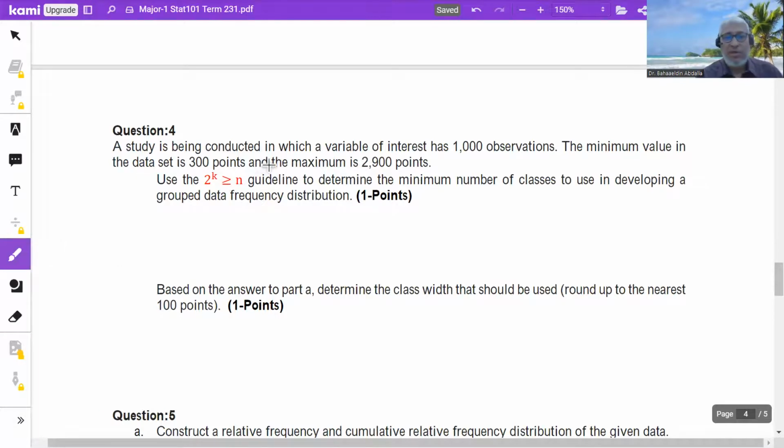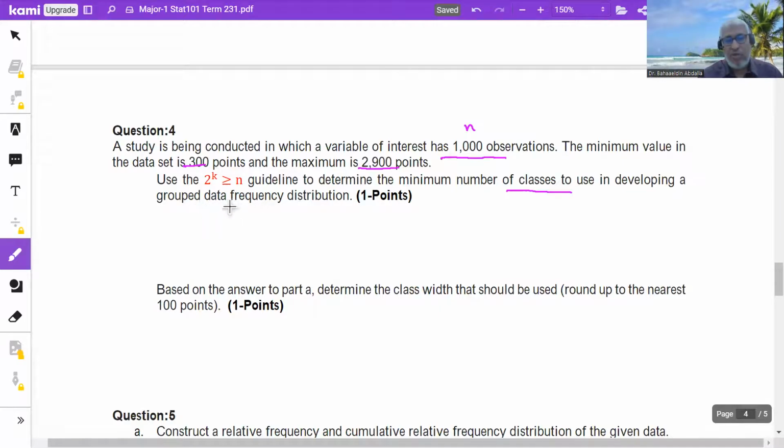A study is being conducted in which a variable of interest has 1,000 observations. Well, this is n. The minimum value in the data is 300, and the maximum is 2,900. Use this guideline to determine the minimum number of classes to use in developing a grouped data frequency distribution.